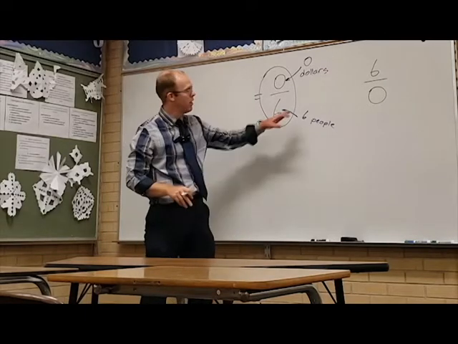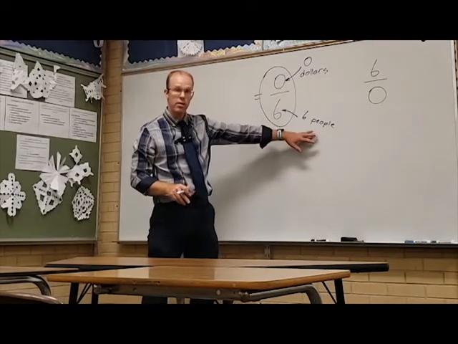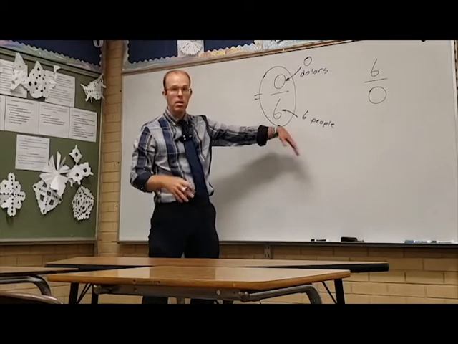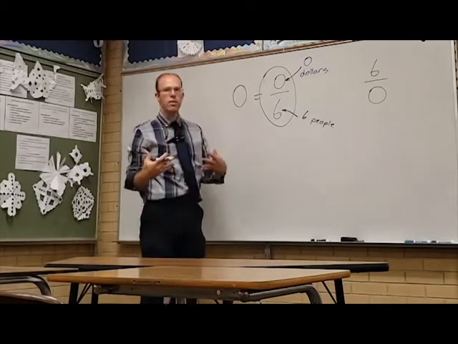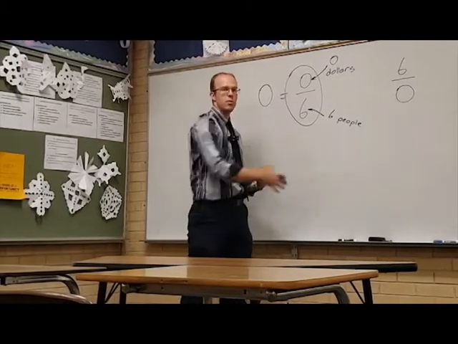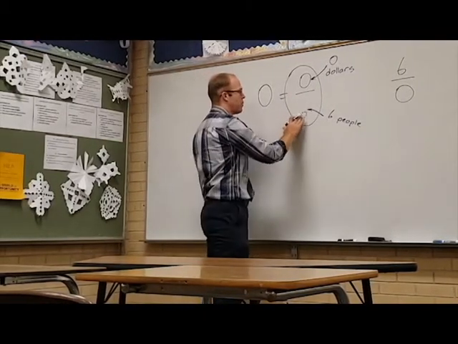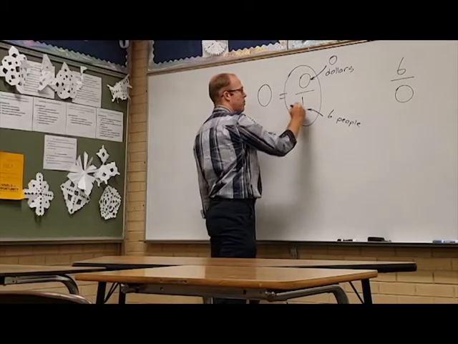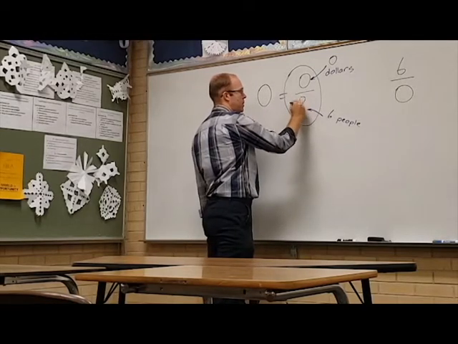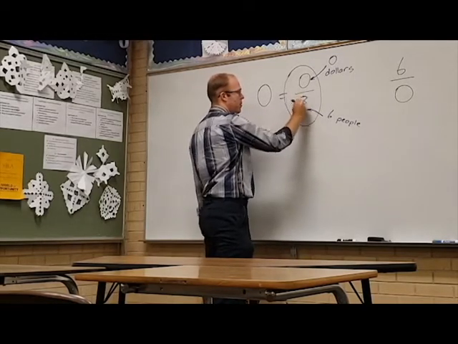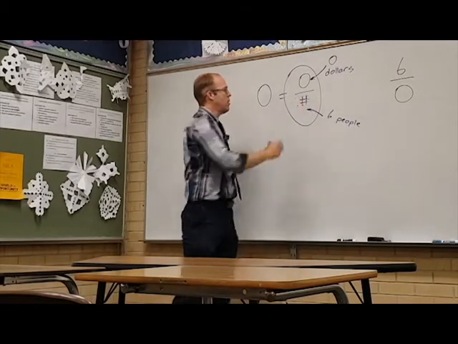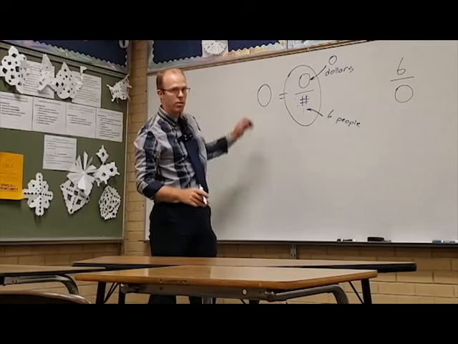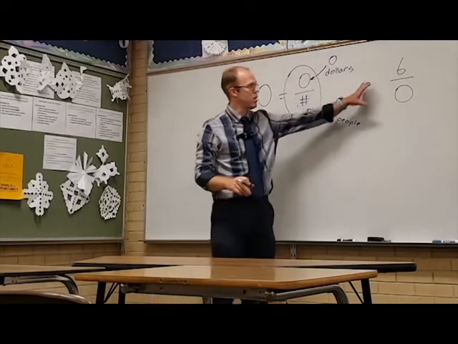Well, it's pretty clear if you have $0 and you divide it with 6 people, then each of them gets $0 because you don't have anything to divide out into those groups. It wouldn't matter how many groups there are. If I had 1 person, 2 people, 3 people, any number of people, we would still all get $0 from this.